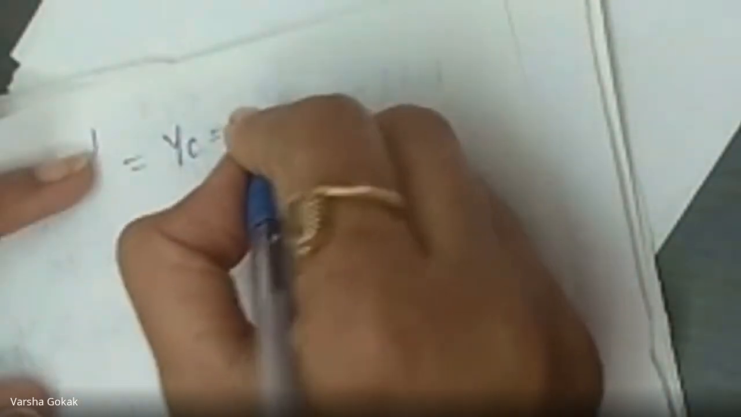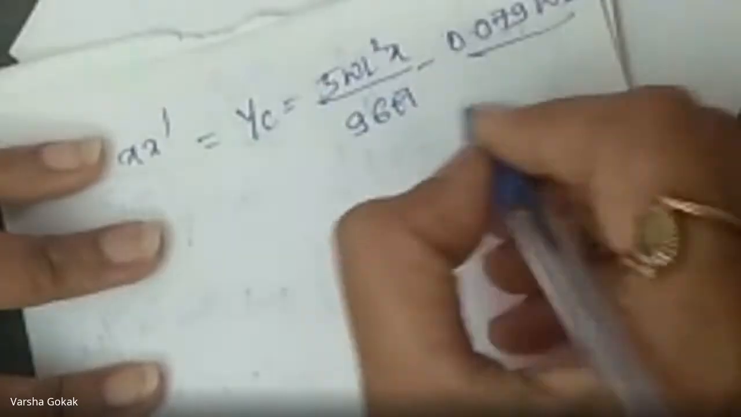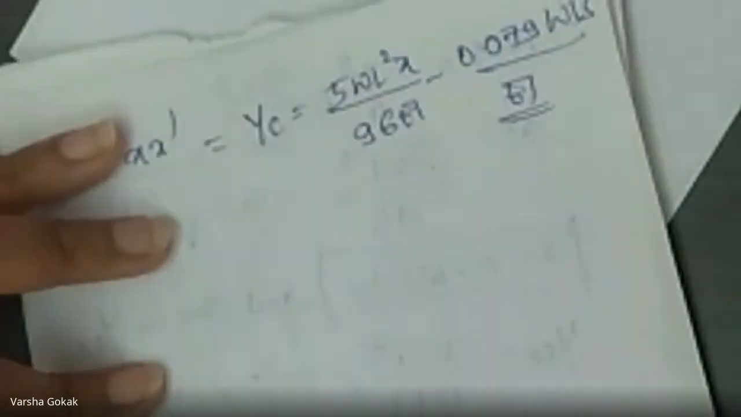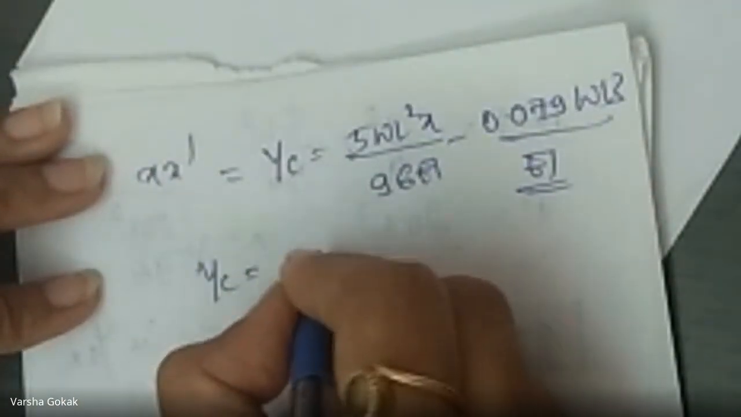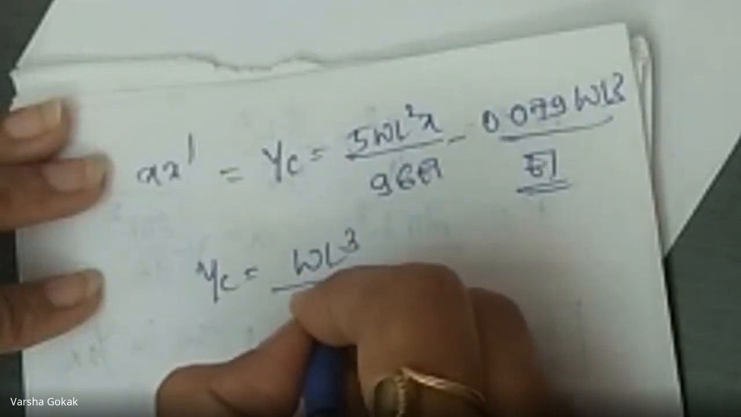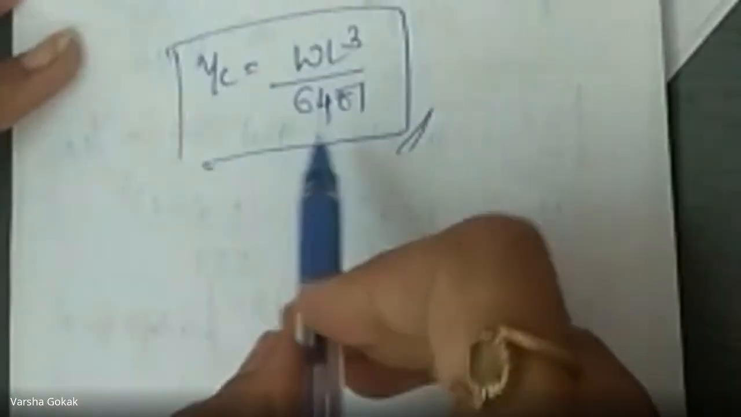It is 5 W L square x, okay, divided by 96 EI minus of 0.079 into WL cube divided by EI. So actually on solving this, we get a value of YC which is WL cube by 64 EI. Please solve this, okay? So you get the deflection at C.